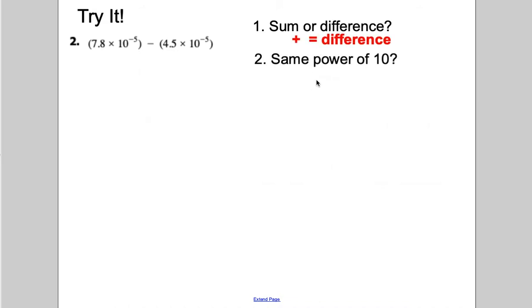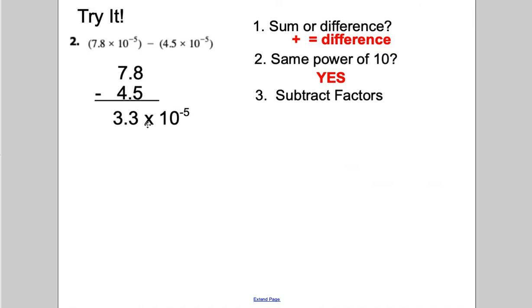All right, try it. Number 2. Same or different powers of 10? They are the same. So are we adding or subtracting? We are subtracting. We're finding the difference. Okay? Has the same power of 10. So really, we're just going to subtract our factors. 7.8 minus 4.5 gives me 3.3, and they're both 10 to the negative 5.